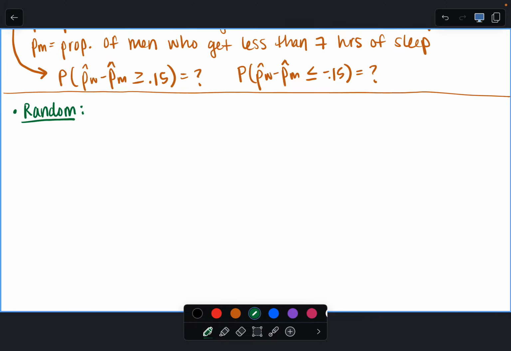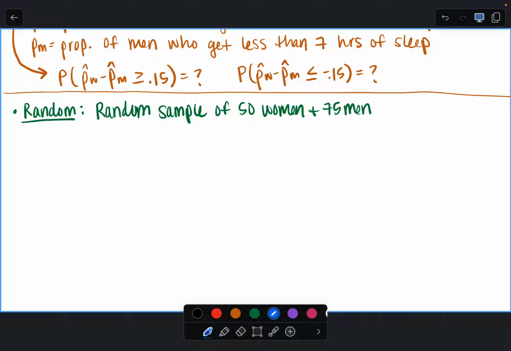So I'm going to go in and I'm just going to repeat what's in the question. Random sample of 50 women and 75 men. Now remember, when I check the random condition, that allows me to calculate my mean. So I can go on to say the mean of p̂W minus p̂M is equal to, the women proportion is 0.45, the men proportion is 0.38, so that is a difference of 0.07.